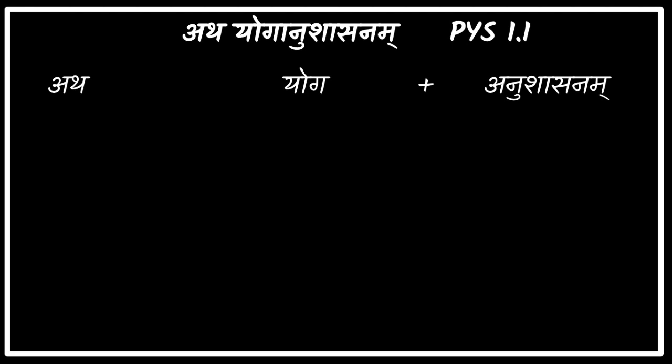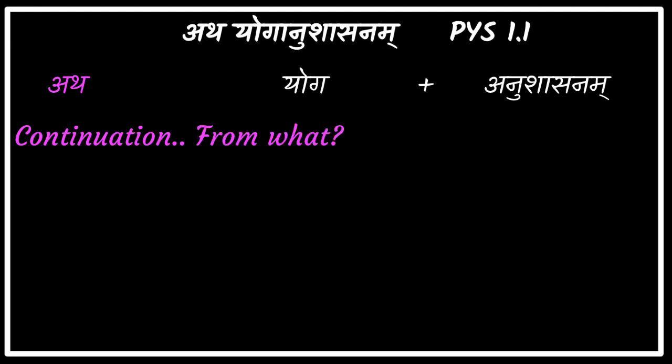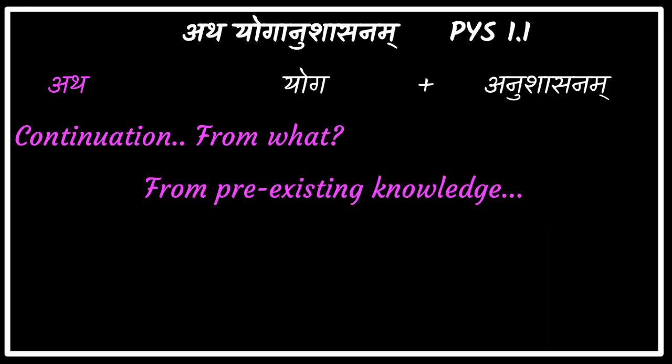The first word Atha represents continuation. But continuation from what? The word Atha indicates that this work is a continuation of pre-existing work, which means the knowledge being presented in this text existed well before Patanjali. So, who then is the originator of this knowledge, if not Patanjali?